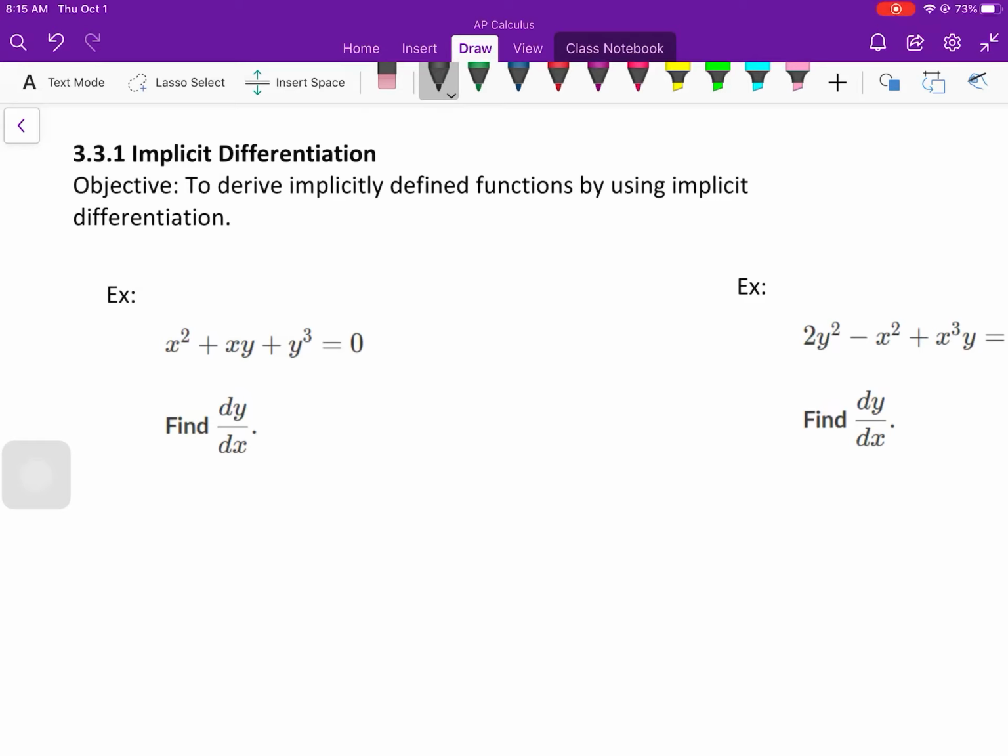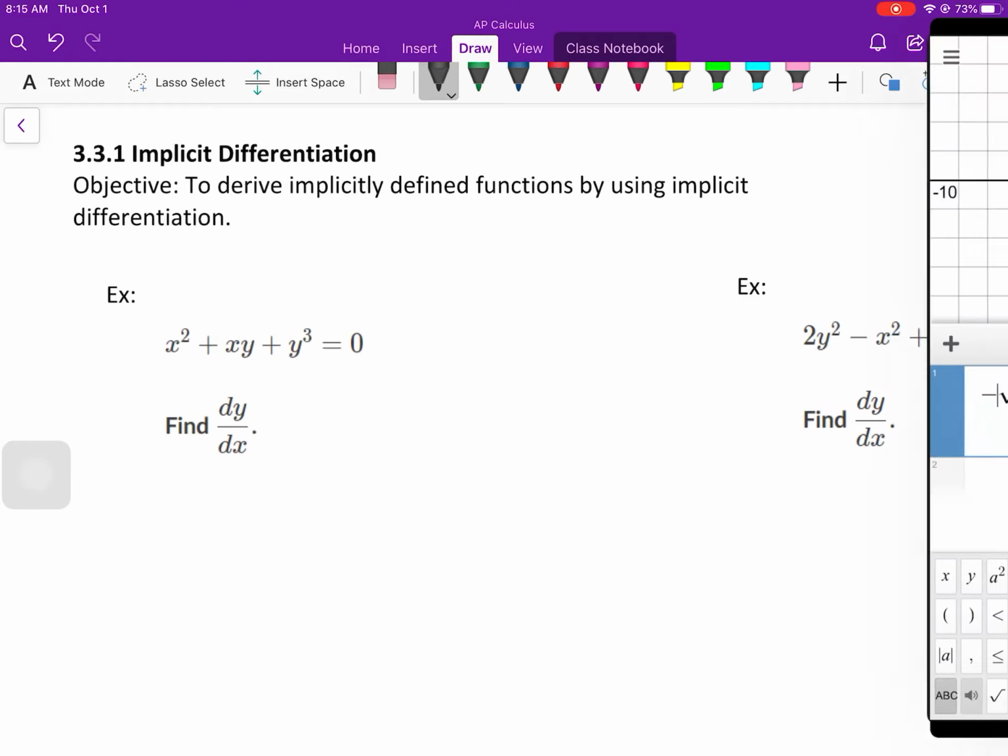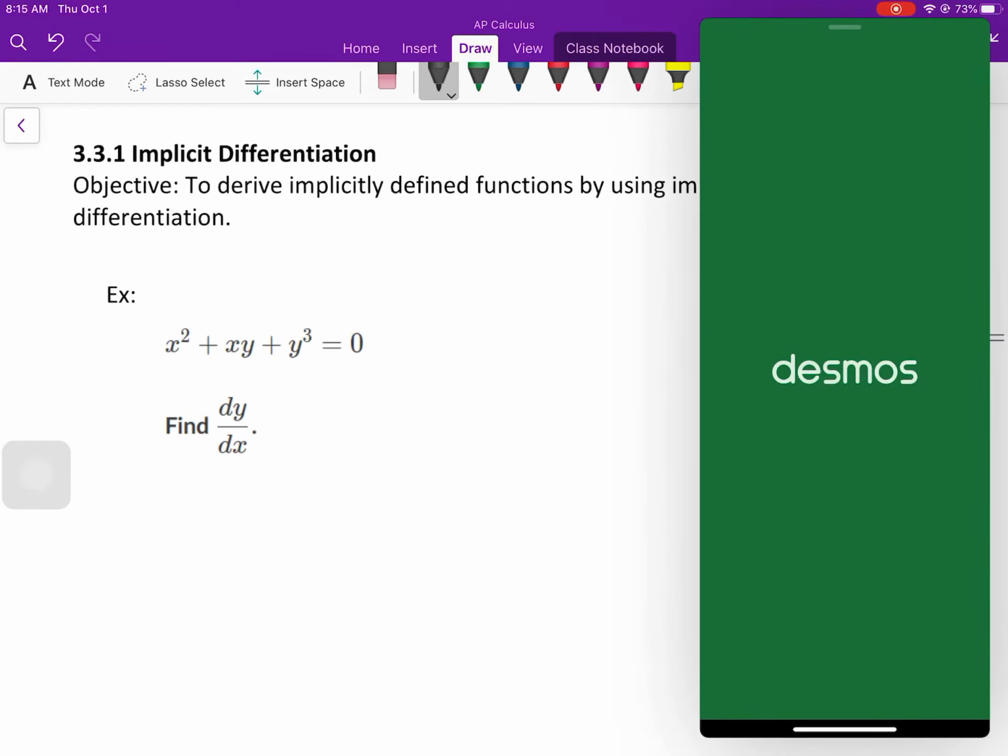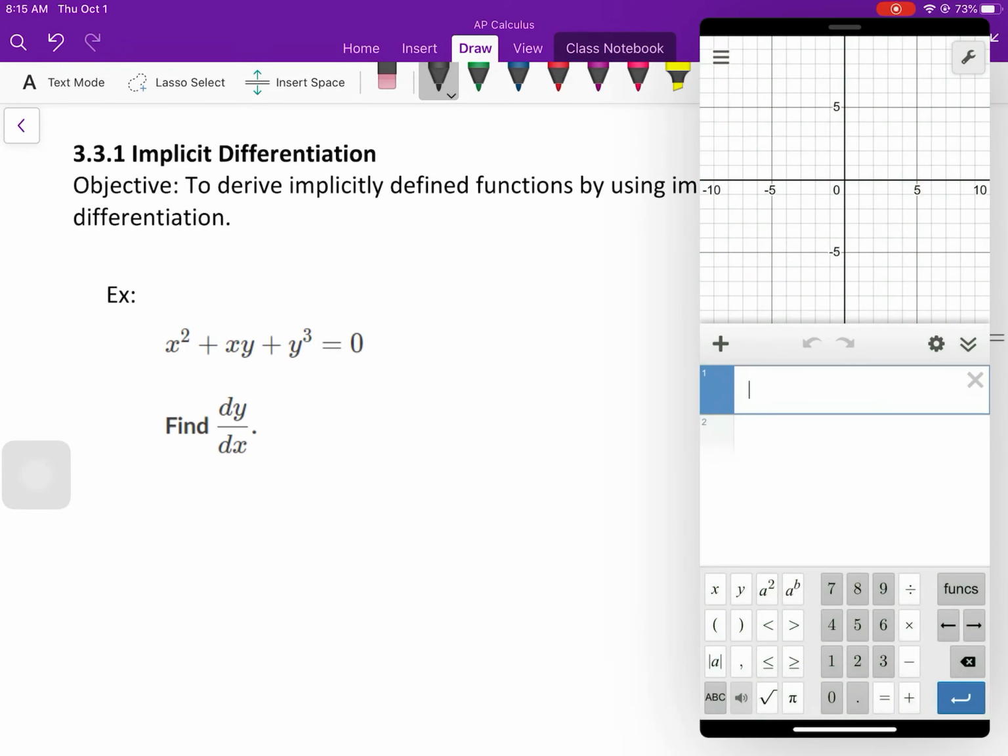So what happens if there's an implicitly defined function? What I mean by that is we can't separate the x, we can't separate the y. And so how are we going to take that derivative? And these usually make really cool graphs. Let's see what the graph of this one looks like.